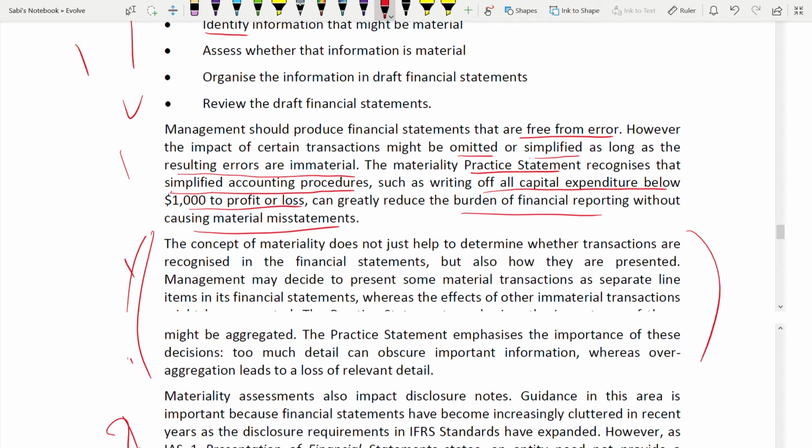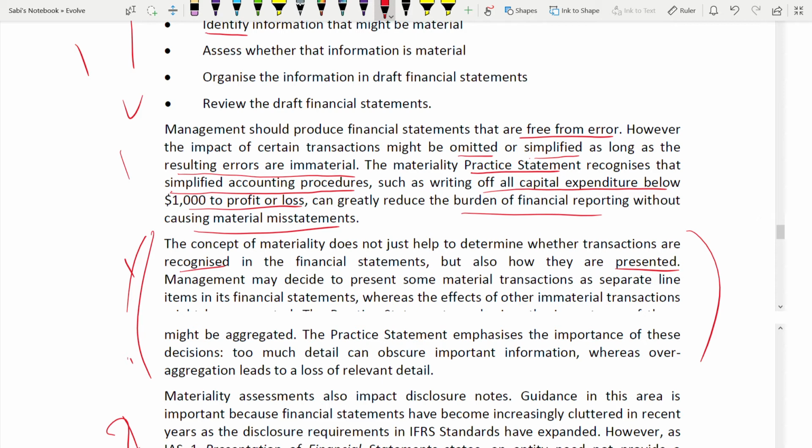The concept of materiality does not just help to determine whether transactions are recognized in financial statements or not, but also how they are presented. It's not only about the recognition part, it's also about the presentation part. It helps in recognizing: if it's material you recognize, if it's not material you do not recognize. It also helps in presentation. When something is material you present it; if it's not material, you aggregate and then present. Understood?